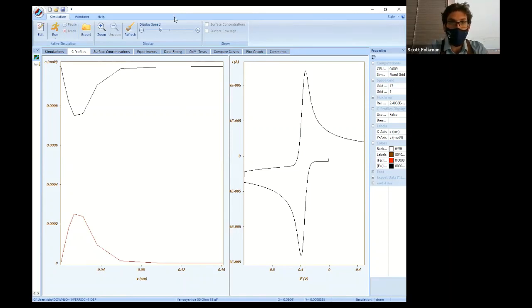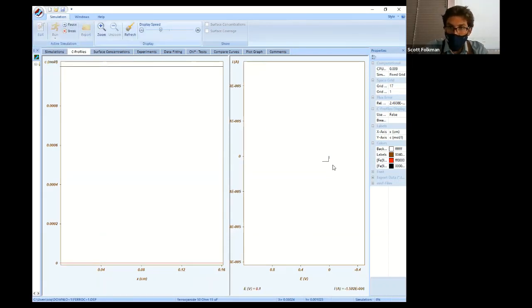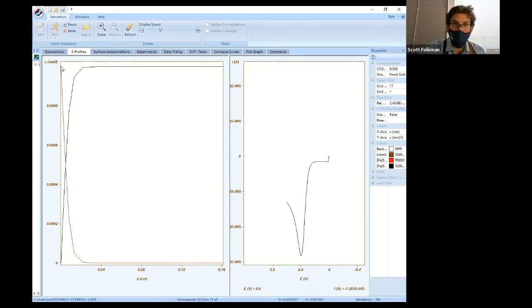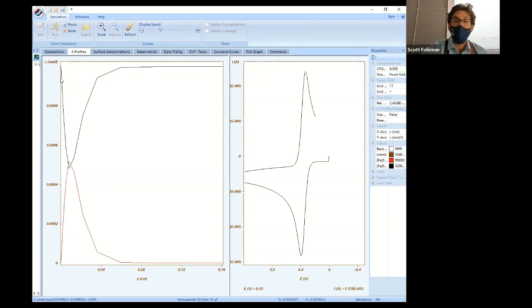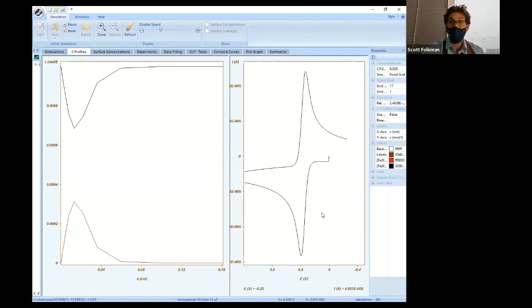So we'll watch it again just for fun without me pausing. So we're scanning more positive. We get the anodic wave. We have iron 2 reduced to iron 3. We reach the stopping potential and turn around. We start to change the thermodynamics. We start to reduce the iron 3 that's accumulated at the electrode back to iron 2. And then that diffuses slowly away from the electrode.